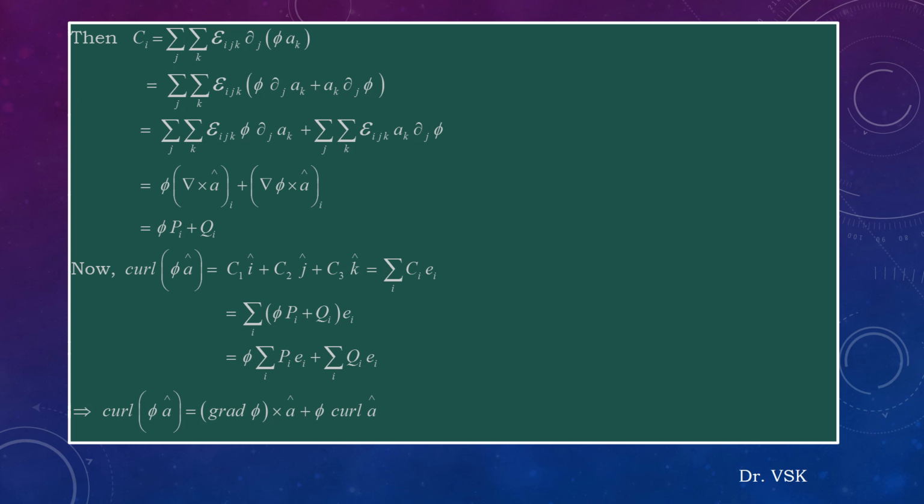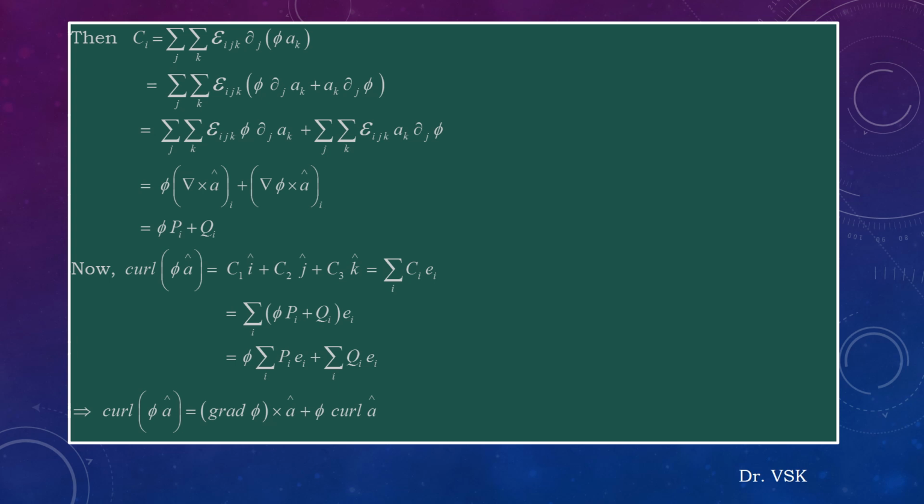We have found the ith component ci. If we put i equals 1, we get c1. If we put i equals 2, we get c2. If we put i equals 3, we get c3. After finding c1, c2, c3, we can substitute those values here.